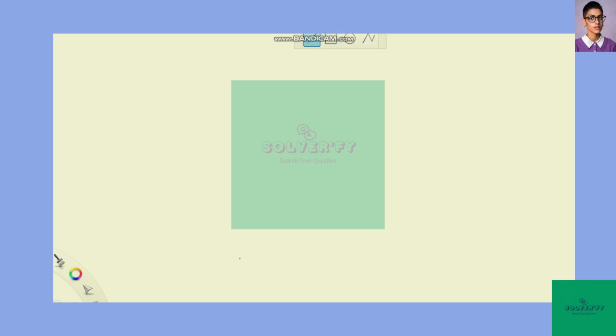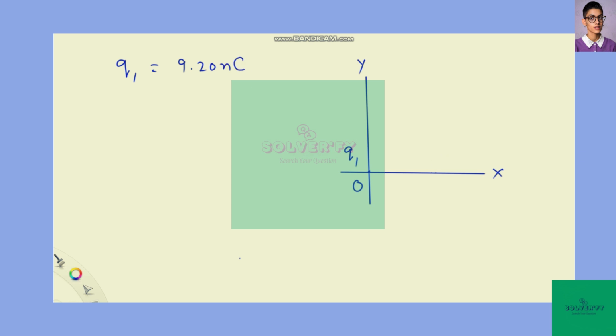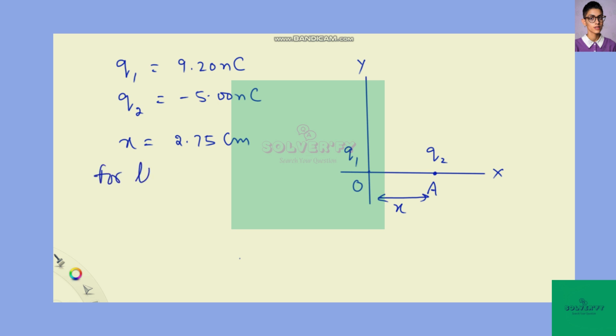Hi, here in this given problem, if we draw a Cartesian plane having an x-axis and y-axis, then the charge at the origin, Q1, is given as 9.20 nano coulomb, and another charge at a point A, Q2, is given as minus 5.00 nano coulomb, and the position of point A is 2.75 centimeter.